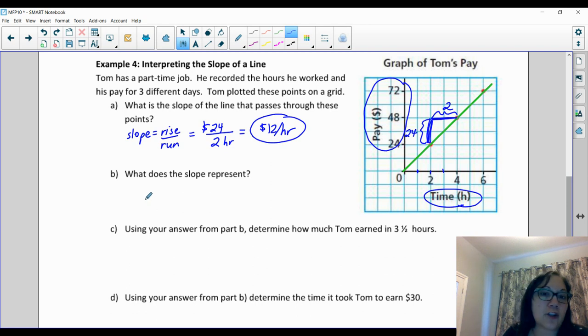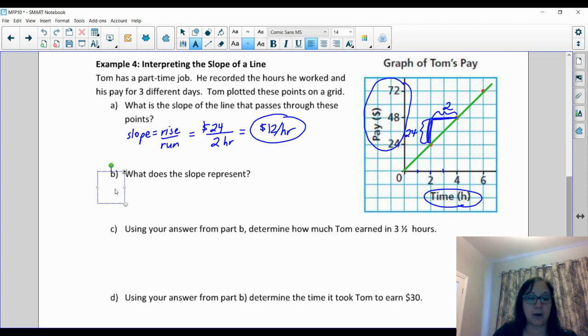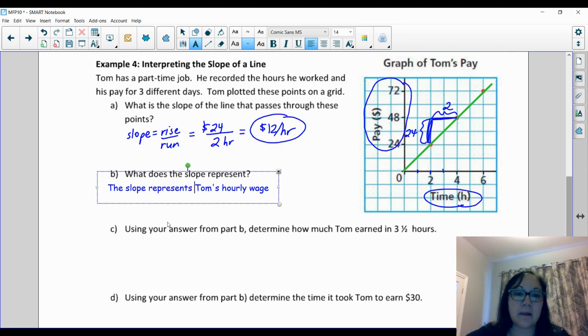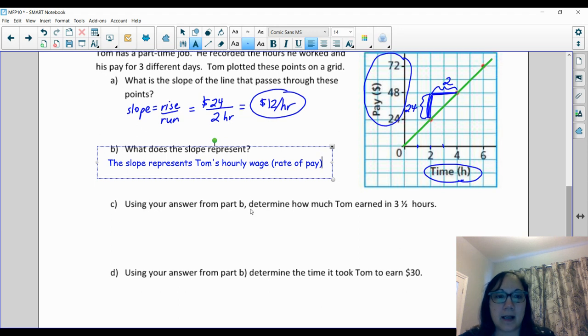So if somebody says they're working at a job and it's $12 an hour, what are they talking about? They're talking about their rate of pay or their hourly wage. So Tom's hourly wage is what is represented by the slope. Actually, I'm going to write a whole sentence there. Slope represents Tom's hourly wage. And I'm just going to add in brackets that that is the same thing as his rate of pay. So slope usually means rate, and it usually has a per in it because it is a fraction.